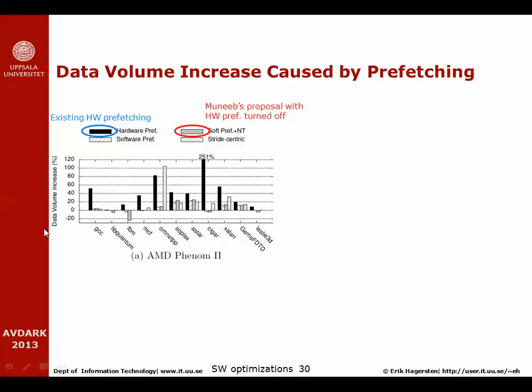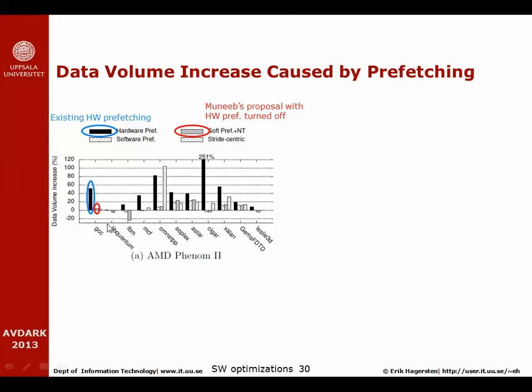You can see that, for example, for GCC, hardware prefetching moves 50% more data across the DRAM interface than if you have no prefetching at all. Ideally, an efficient prefetching algorithm should not increase the data volume at all, because the DRAM bandwidth is a very scarce resource, and also moving data across the DRAM interface burns a lot of energy.